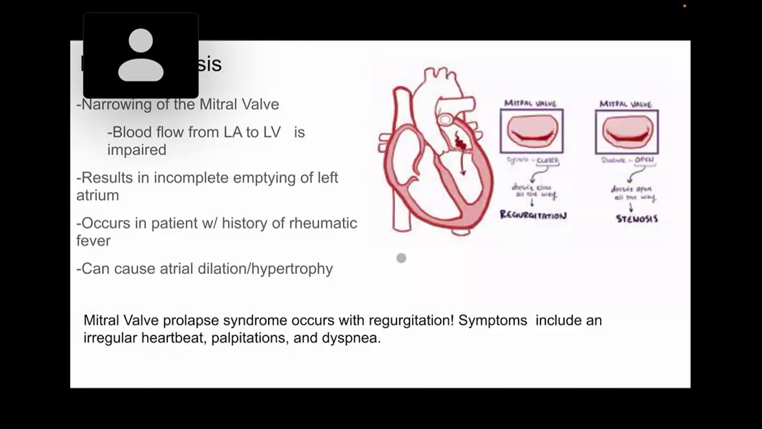Therefore, you will hear an irregular heartbeat, palpitations, and dyspnea. The reason that they have dyspnea with mitral valve prolapse syndrome is because if blood cannot travel through the left side of the heart and it keeps getting backed up, it keeps getting regurgitated, it will get backed up into the lungs, thus leading to left heart symptoms. So think lungs.